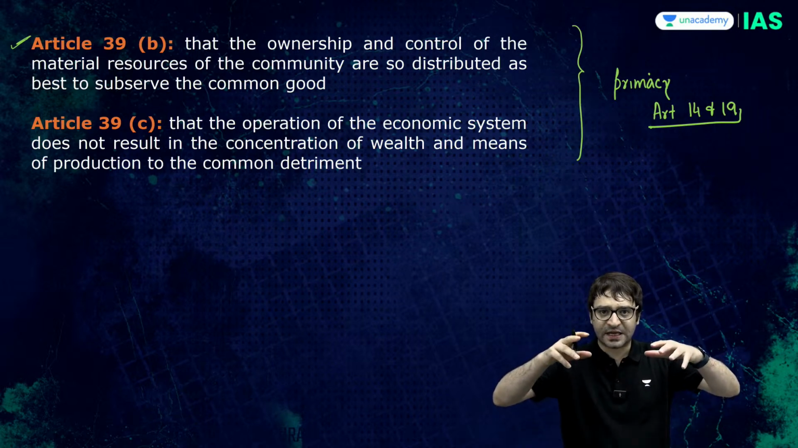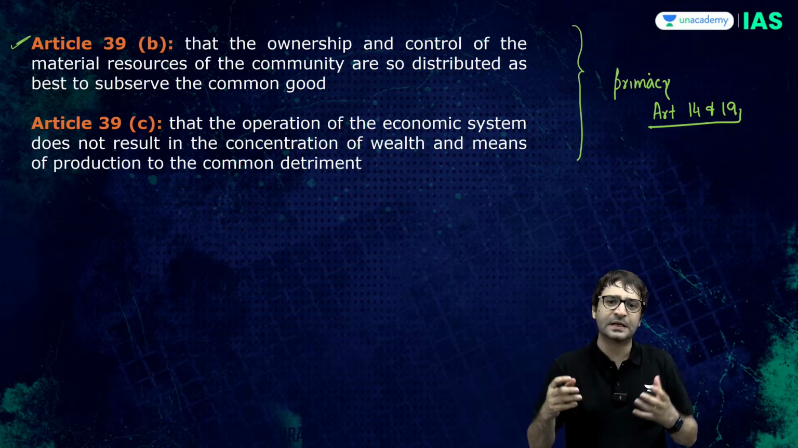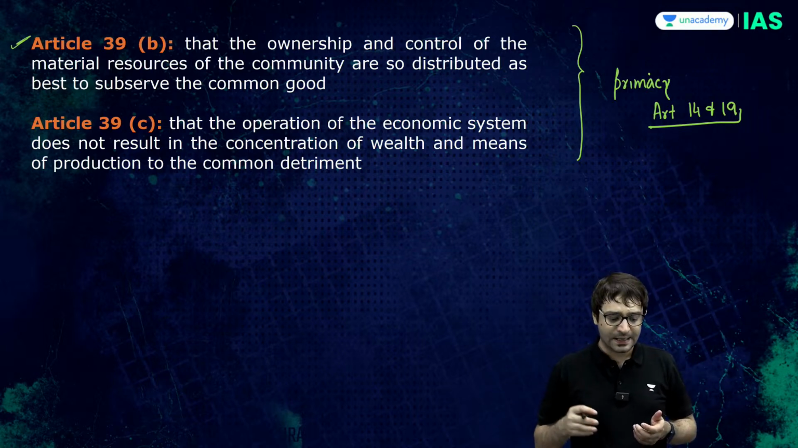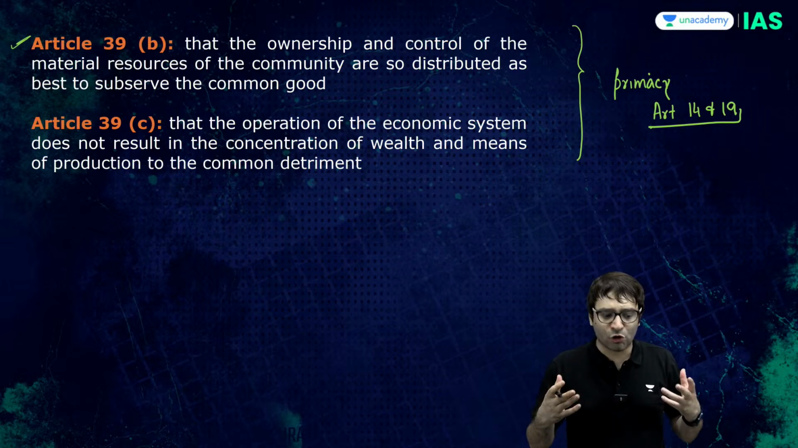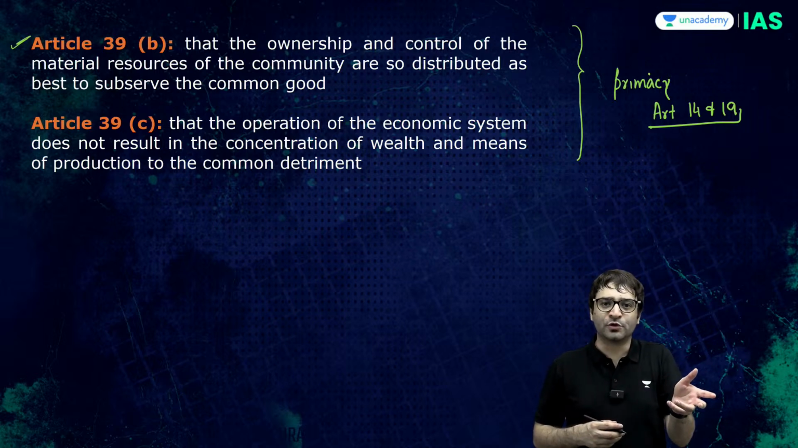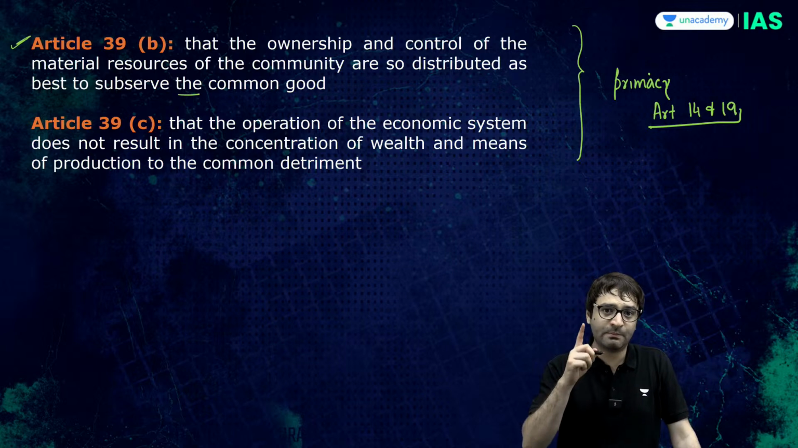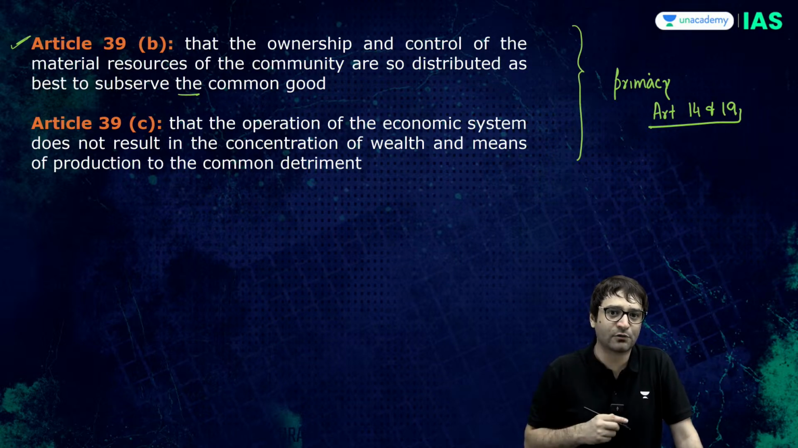It's an obligation on the state, because all these DPSPs are obligations, positive obligations on the state. That the ownership and the control of material resources of a community are so distributed so as to subserve the common good. Remember this directive principle, 39 Clause B.